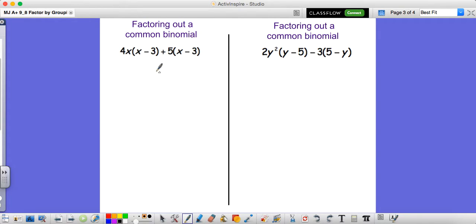So what this looks like is if you have something that's 4x times x minus 3 plus 5 times x minus 3 again, instead of distributing and simplifying, you can actually just factor out an x minus 3 because both pieces contain x minus 3. So we're going to have x minus 3 and write it on the outside, and then what we're left with is just 4x plus 5.